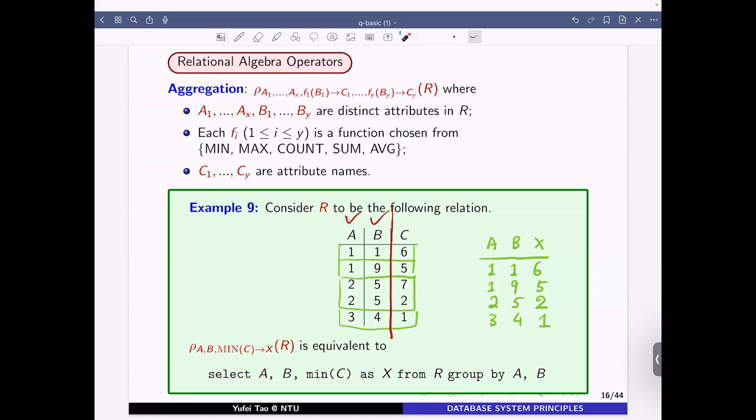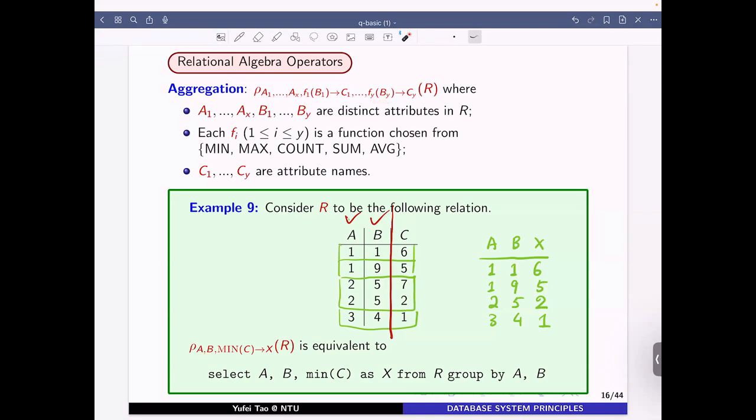Good. So now let's look at this expression in its general form. Here you can see there are two parts. The separation is here. This is the first part, and this is the second. In the first part, you have the group by attributes, just like what we did here, this A, B. And then in the second part, you have the aggregation functions.